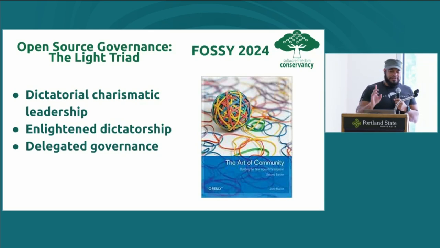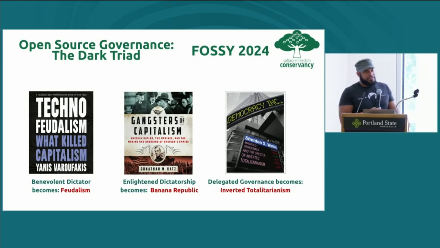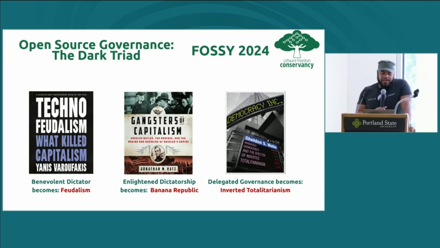Now, my pushback on this is, you know, everything can be perverted. Now you have the dark triad. So that was a light triad. Here's a dark triad. Here you have, maybe people are familiar with Yanis Varoufakis' book, Techno-Feudalism. I'm saying that the benevolent dictator, when it turns sour, is going to become more of a feudal lord.